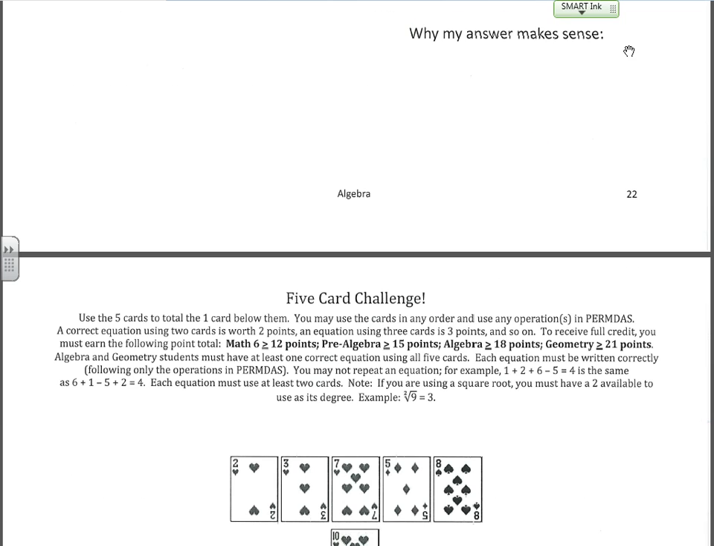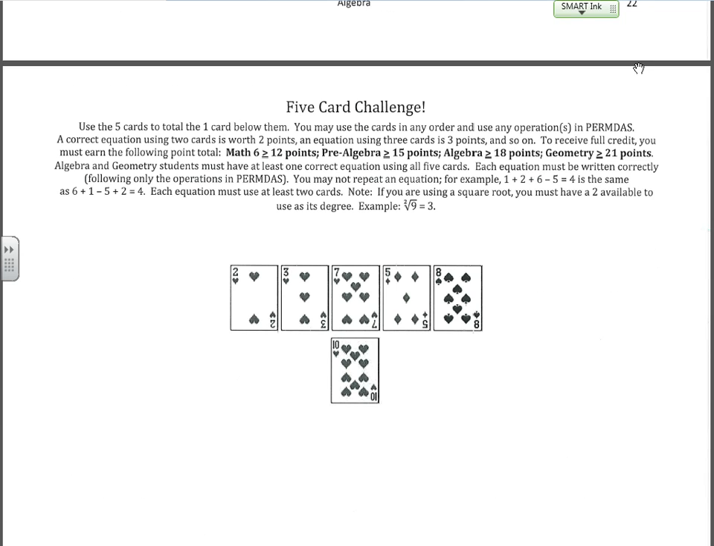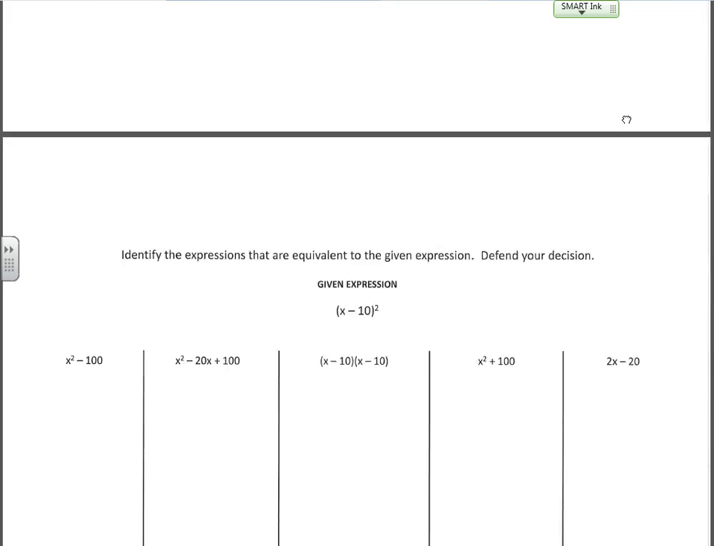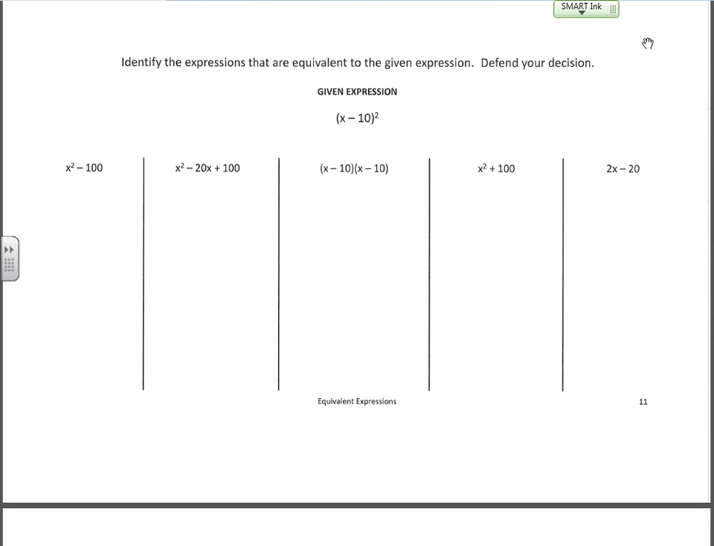Third one here, 5-card challenge. We know about that. You need to get at least 18 points. Have one equation with all 5 cards. Yeah, kind of same thing as every other packet here. The next page, identify expressions equivalent to the given expression, defend your decision.